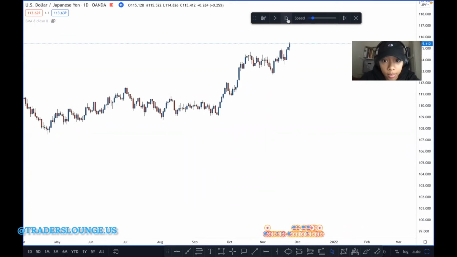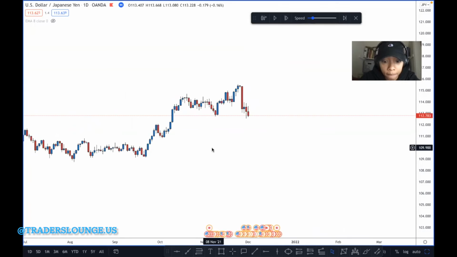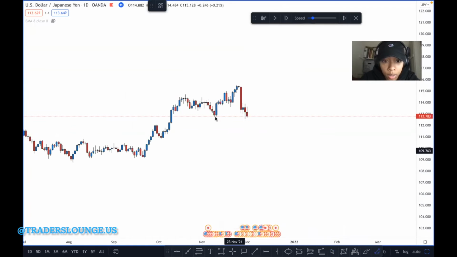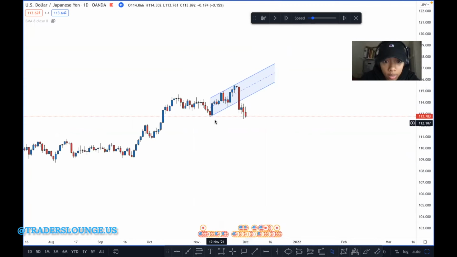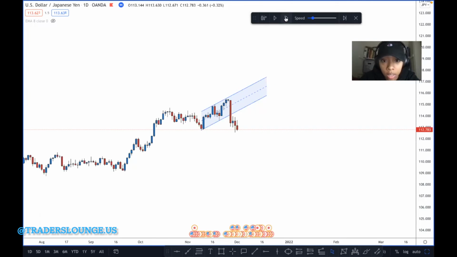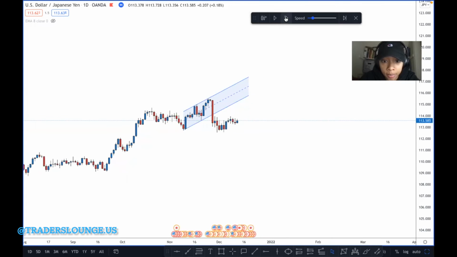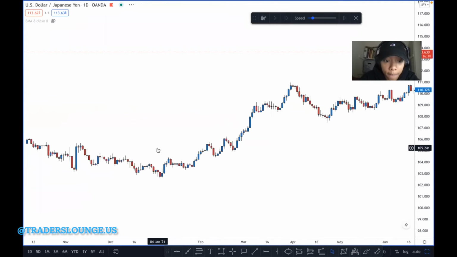Let's see. I would say here, this looks like a small channel because it made that high. Yep, okay. See how I made this low here, made a high, made a low here, another high, put in this pattern and then shot right out. So this is an ascending channel. That's current price.